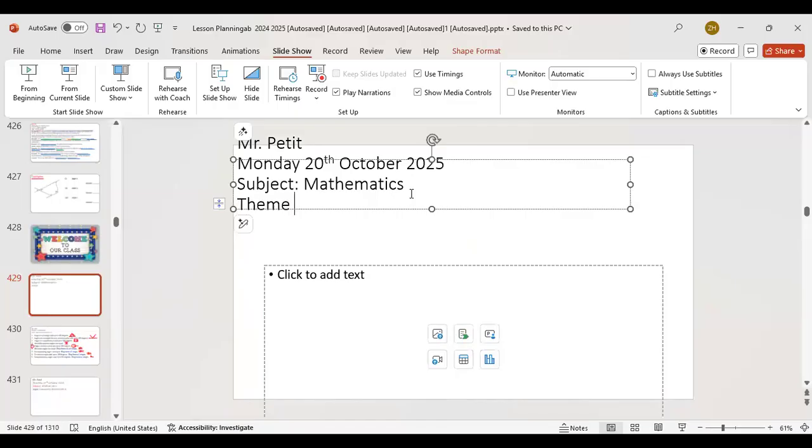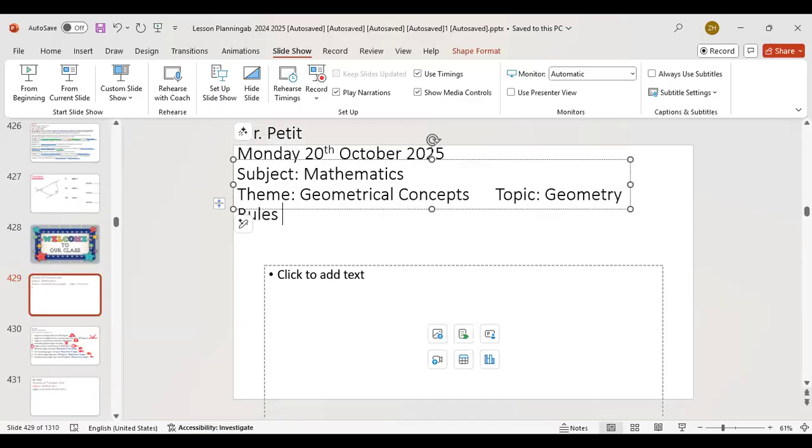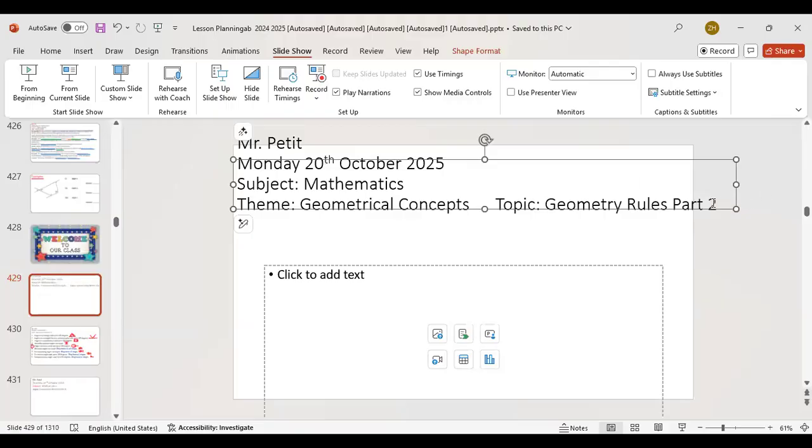The theme is geometry, or geometrical concepts. And this is part 2. The topic is geometry rules, part 2.